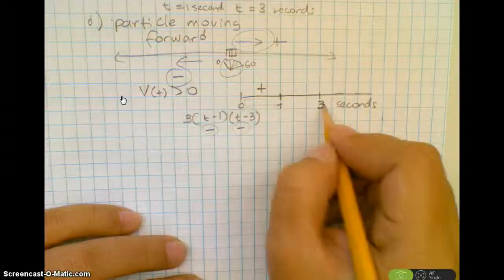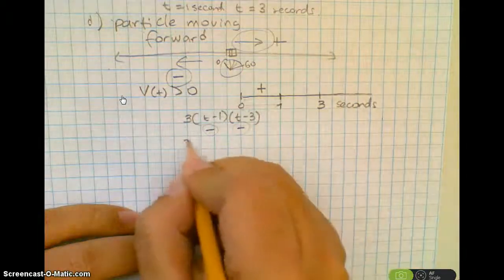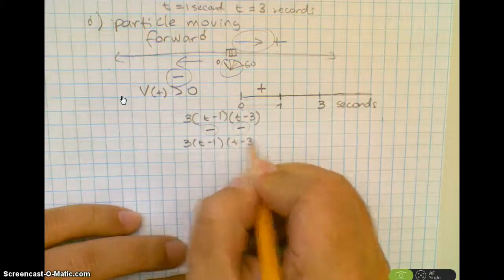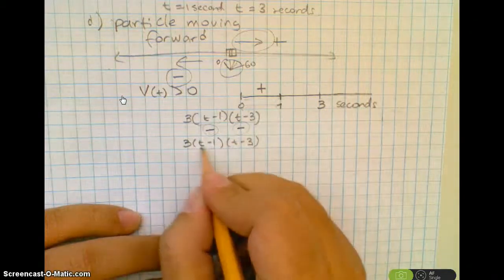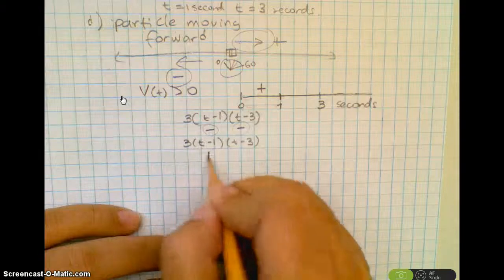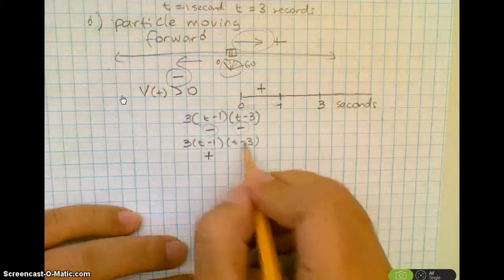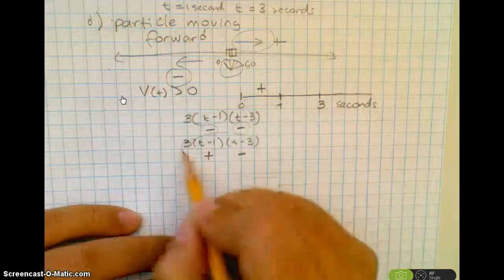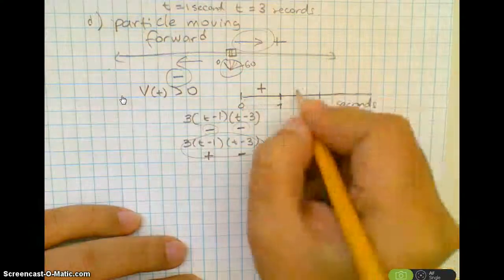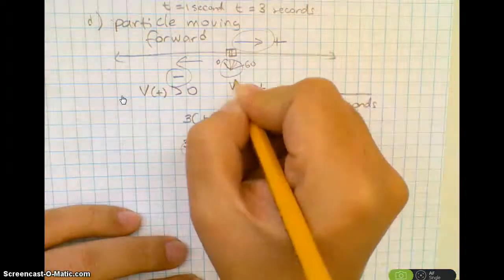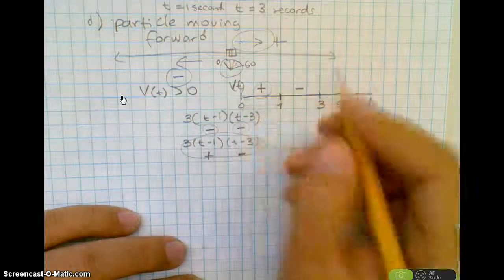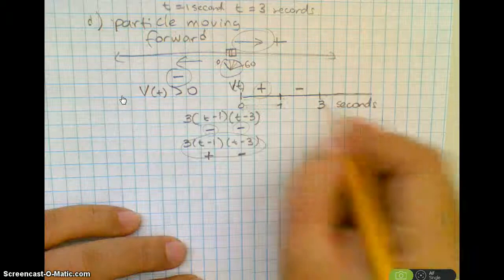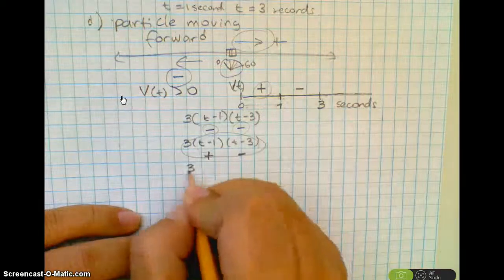Now between 1 and 3, let's say 2. So 3 times t minus 1 times t minus 3. 3 is positive. If I'm picking 2, 2 minus 1 will be a positive quantity, but 2 minus 3 will be a negative quantity. So between 1 and 3, this product will be negative. So the velocity is negative here. Velocity is positive between 0 and 1, is negative between 1 and 3, and then let's see after 3. Let's pick a number bigger than 3, like 4.